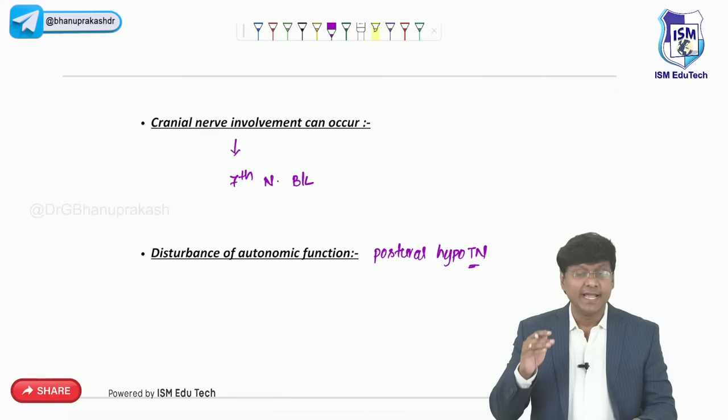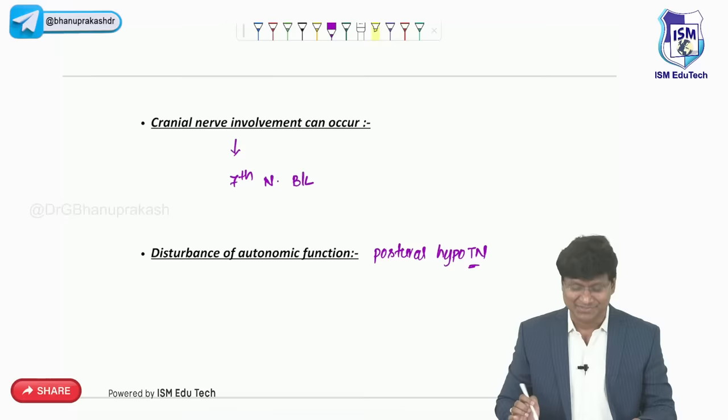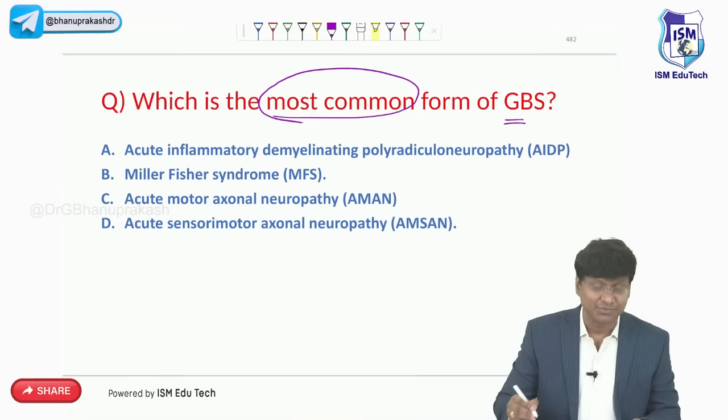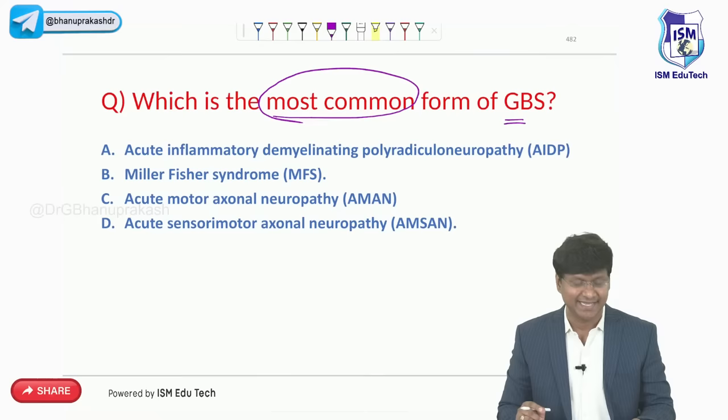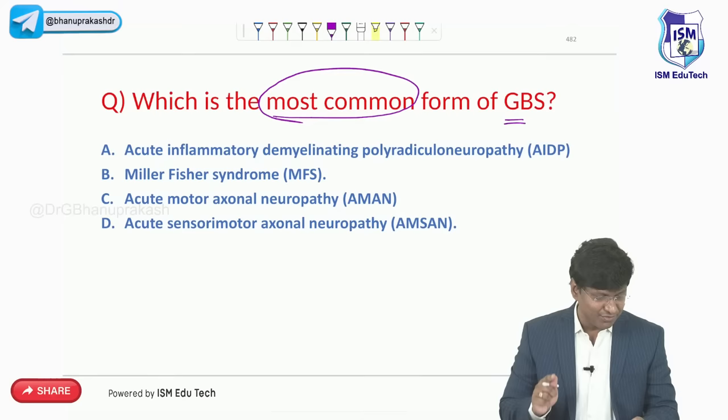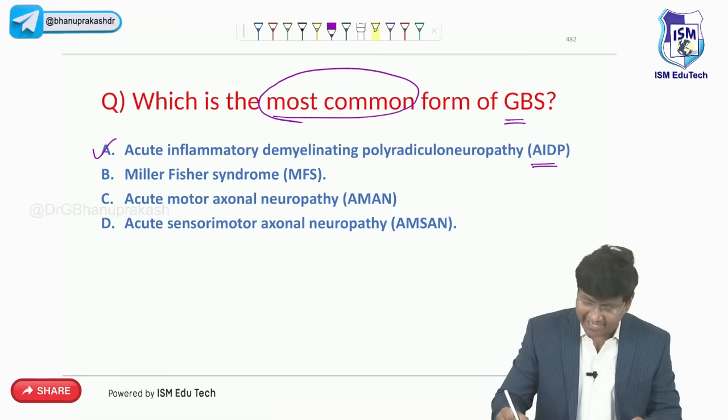And you have the four important forms of Guillain-Barré syndrome, and you need to know which is the most common form of the Guillain-Barré syndrome. Acute inflammatory demyelinating polyneuropathy, Miller-Fisher syndrome, acute motor axonal neuropathy and acute sensory motor axonal neuropathy. So can anyone quickly answer what is the most common form of Guillain-Barré syndrome? The most common form of Guillain-Barré syndrome, please remember, it is your AIDP. That is acute inflammatory demyelinating polyneuropathy. That is the most common form.